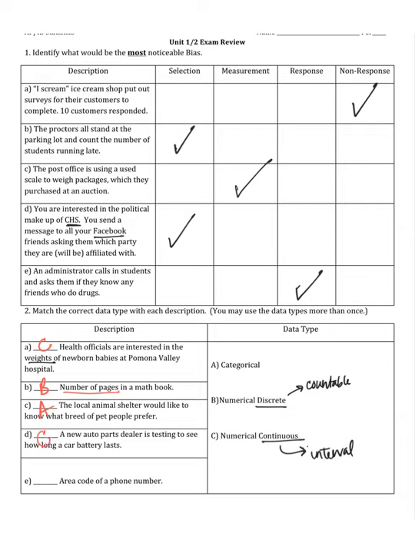Area code of a phone number. Area code is an example of a category with a numeric label. So this would be categorical.